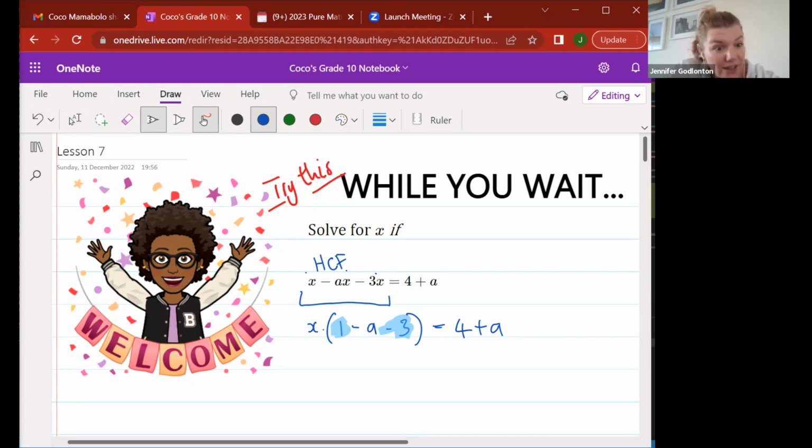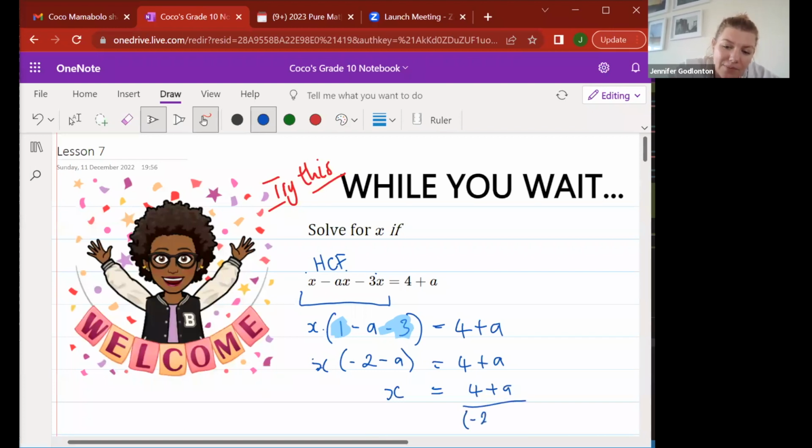So what's happening in, yeah, exactly, they're like terms. Because they both are just numbers, they're like terms. So we can actually simplify this down to x, and then in brackets, 1 minus 3 is negative 2 minus a, and that is equal to 4 plus a. And now if we're trying to isolate x, all we have to do is divide the other side by that bracket. And we can leave it at that point over there.